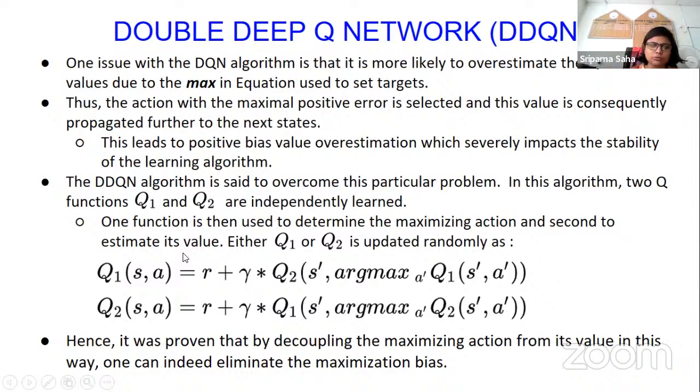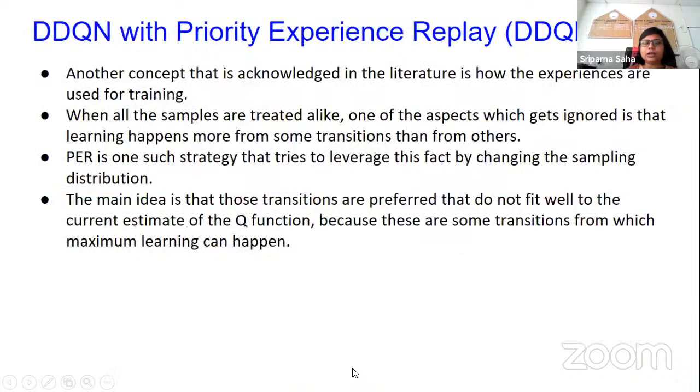Okay, so there are two functions, Q1 and Q2. And accordingly, you can see the DDQN algorithm is developed. Hence, it was proven that by decoupling the maximizing action from its value in this way, one can indeed eliminate the maximization bias. Now, there is also another algorithm which is called the prioritized experience replay.